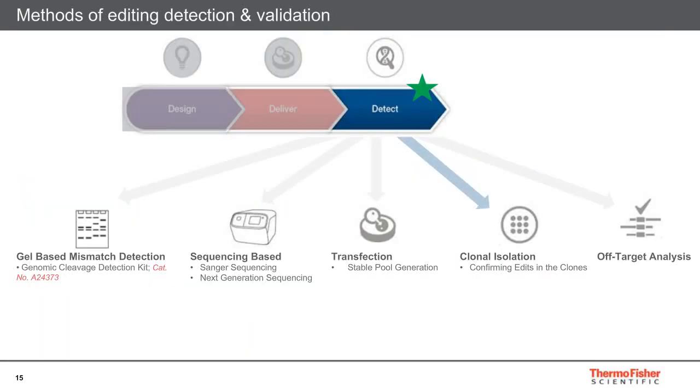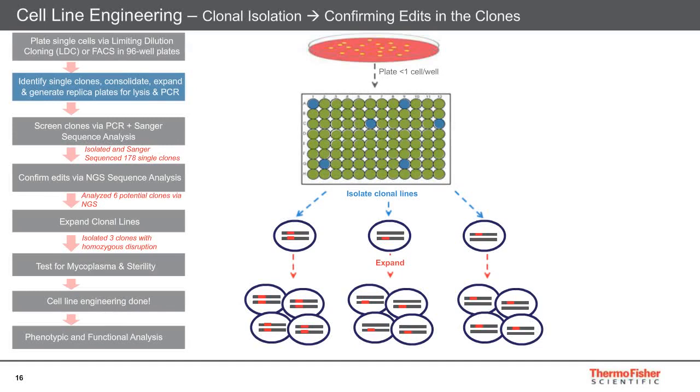Okay, so we have generated the cell pool and detected the best cleavage creating CRISPR. Next is using this cell pool derived from this CRISPR for generation of a real stable cell line containing knockout events for the gene of interest. The first step is using this cell pool, diluting it, and performing limiting dilution cloning or FACS sorting to plate one or less cell per well in a 96 well plate.